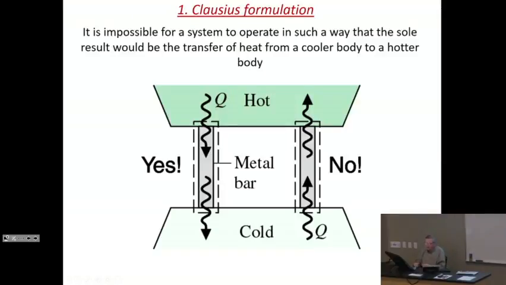So, the Clausius formulation will tell you that it is impossible for a system to operate in such a way that the sole result will be transfer of heat from a cooler body to a hotter body, without doing any work. So you can have heat that spontaneously flows from hot to cold, but without doing any work, you cannot have heat that spontaneously flows from cold to hot. That sounds quite intuitive. Well, it is a formulation of the second law. It's almost common sense.